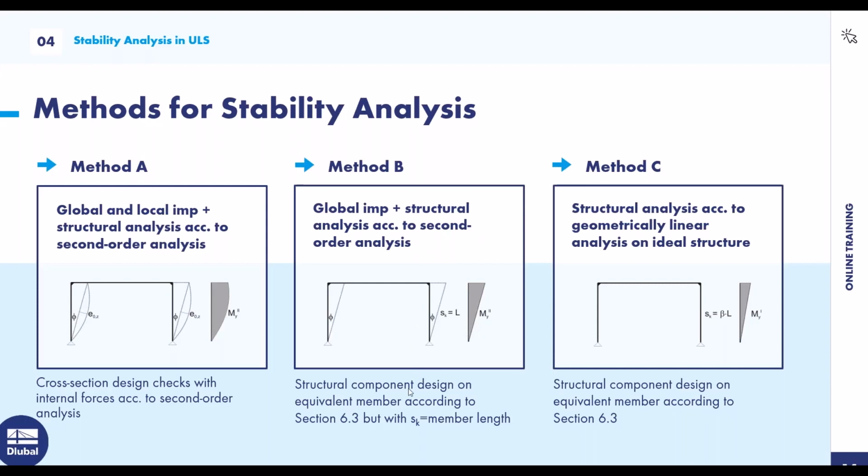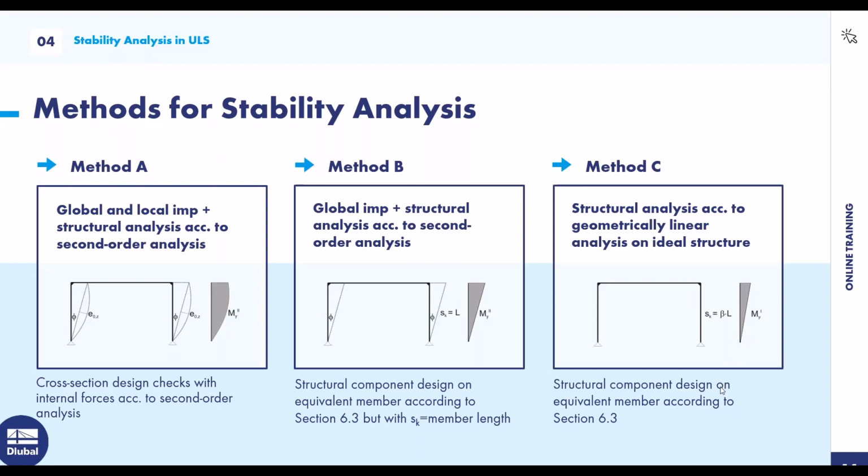And what's quite important, you have to consider the buckling length by the member length, not with a factor: Sk is equal to the member length. Okay, then method C: structure analysis according to geometrical linear analysis on the ideal structure, but in that case with the real buckling length.